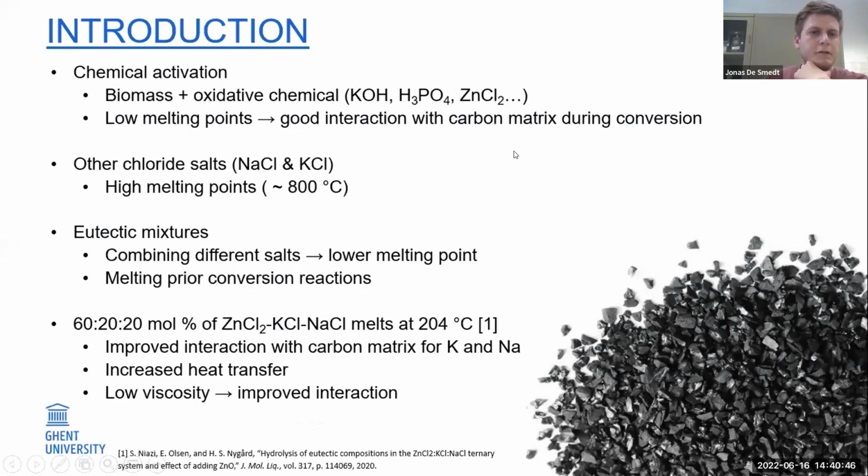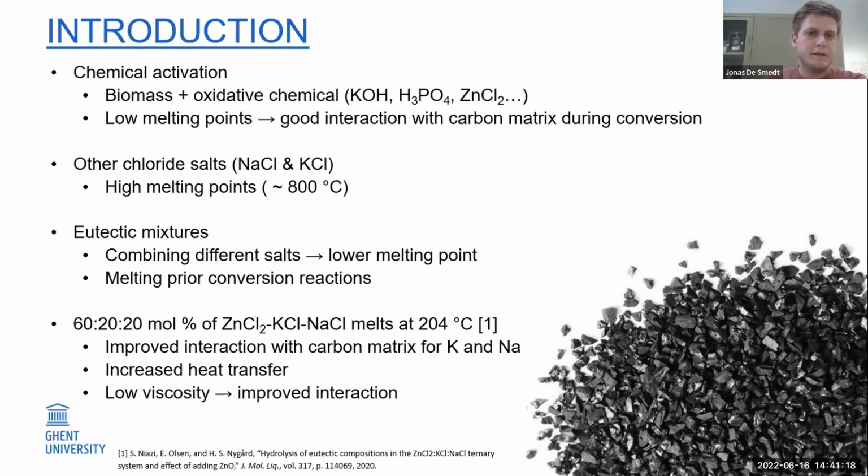So I guess that you are all familiar with the concept of activated carbon and that it can be produced in several ways. One method to obtain it is via chemical activation. In this process, you combine biomass with an oxidative chemical and thermally treat it by means of pyrolysis, and then you obtain afterwards activated carbon. The most commonly used oxidative chemicals are hydroxides, phosphoric acids, and zinc chlorides.